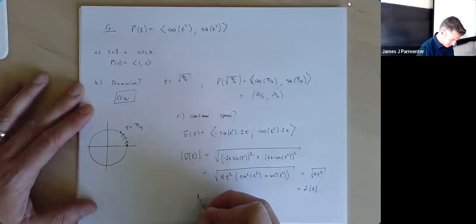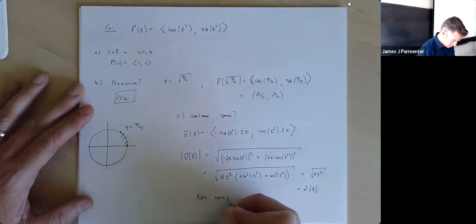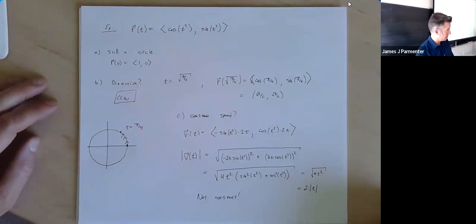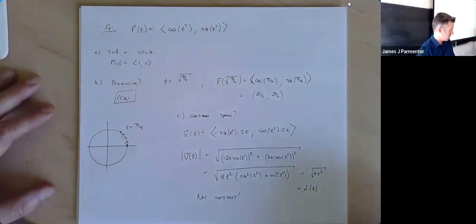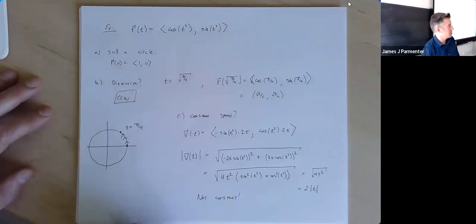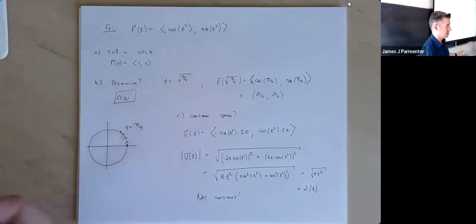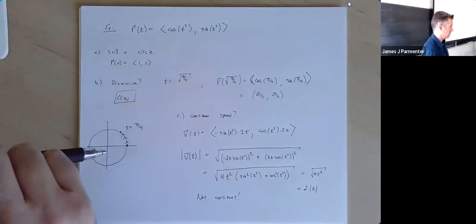Definitely not constant. As time goes on and on, this particle is really picking up speed. If you go around and around the circle a bunch of times, this particle is going to be really super fast. Which maybe doesn't make any sense at all, but this is the example. Questions about either of these things before we do the last part here?